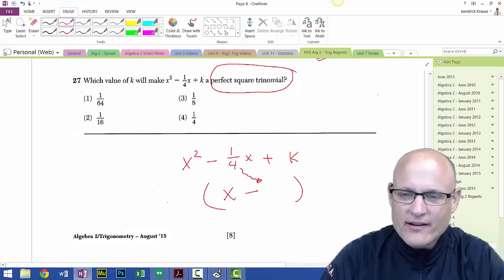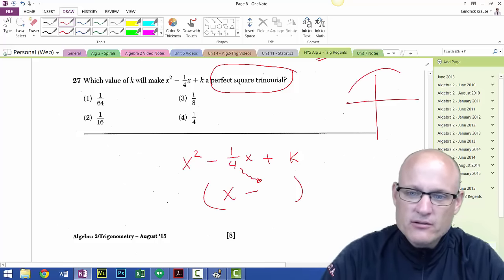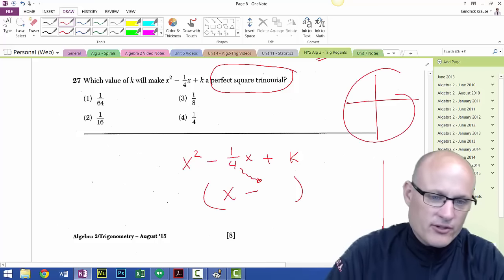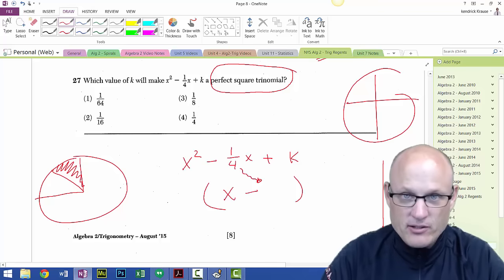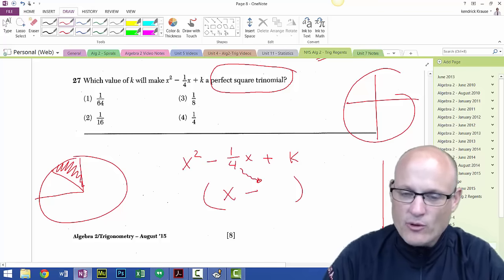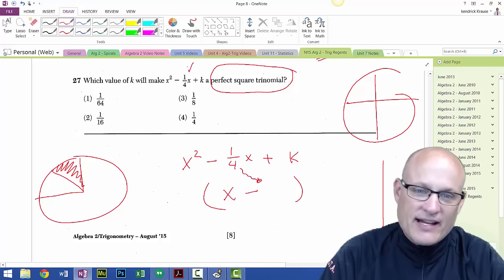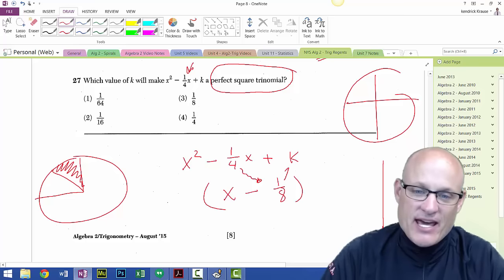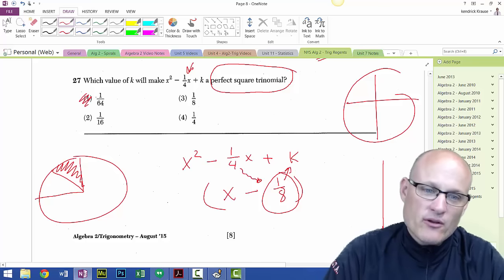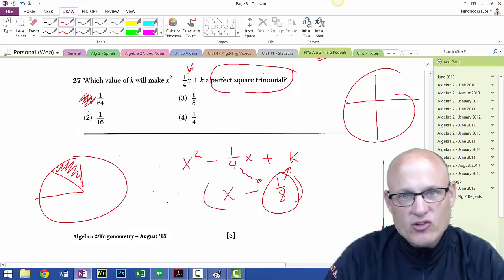Wait a second. Let's try this again. If I have a fourth of a pizza and I want to cut that in half, is that half a pizza or like a lot? It's a fourth. So the first thing you had to do is figure out how to take half of this. Well, half of 1/4 is 1/8. So the 1/8 goes here. That means K would have to be this squared, which is 1/64. Not a nice question. Not fair.